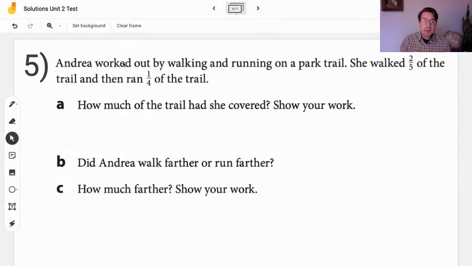All right, Andrea worked out by walking and running on a park trail. She walked 2/5 of the trail and then ran 1/4 of the trail. Let's go ahead and underline. She walked 2/5. She ran 1/4. How much of the trail had she covered?